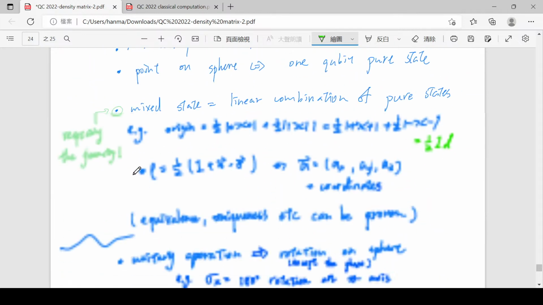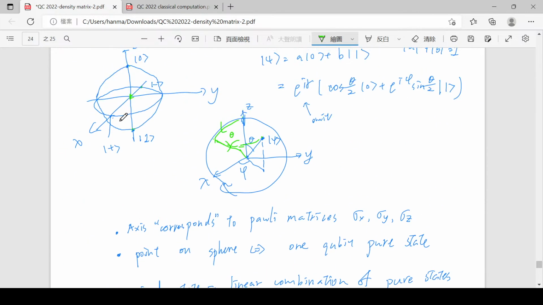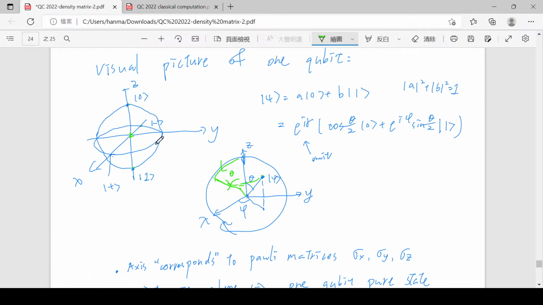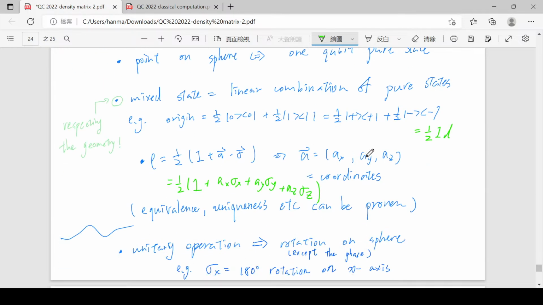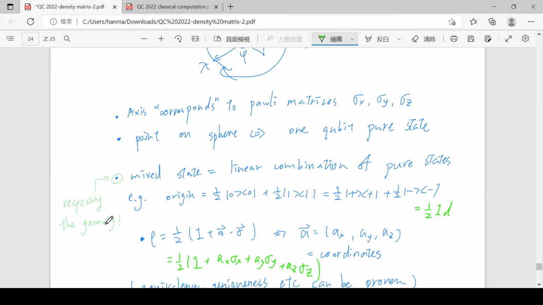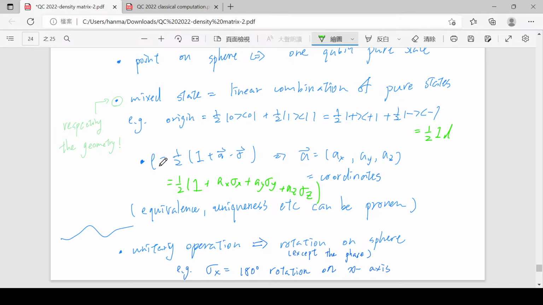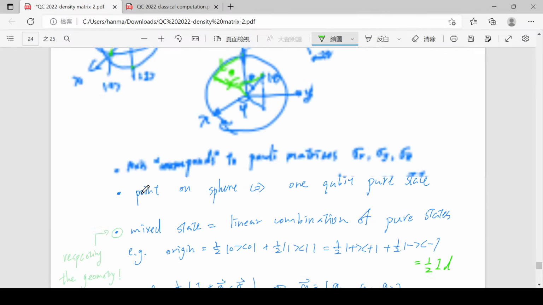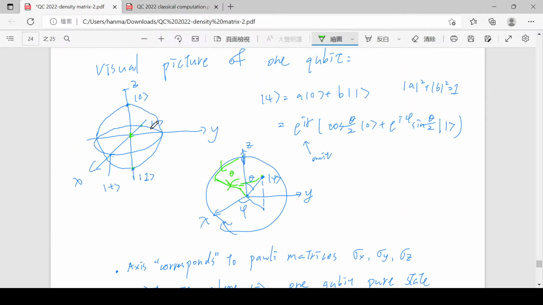So this xyz correspondence is more than just on the axis. Actually, the whole sphere, the whole ball has this correspondence to sigma x, sigma y, sigma z, because every point in the ball can correspond to this mixed state. The coefficients determine the weight of sigma x, sigma y, sigma z in the corresponding density matrix.